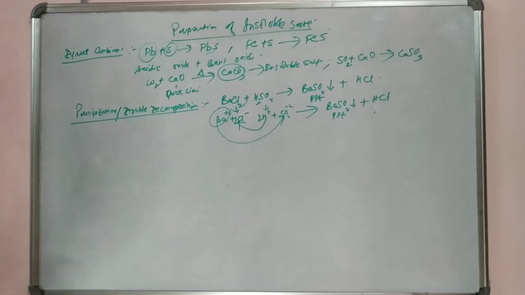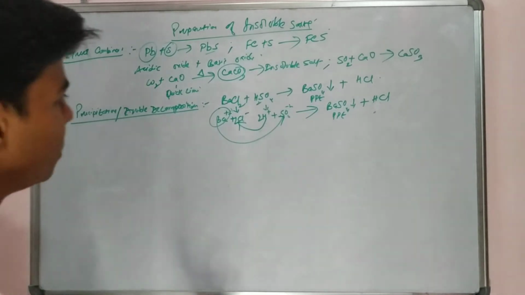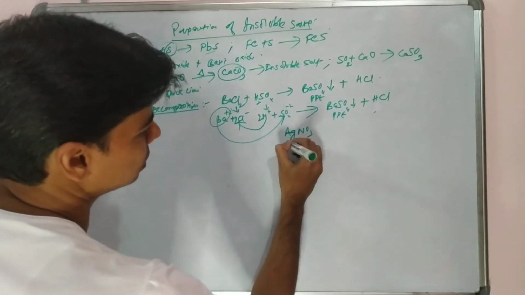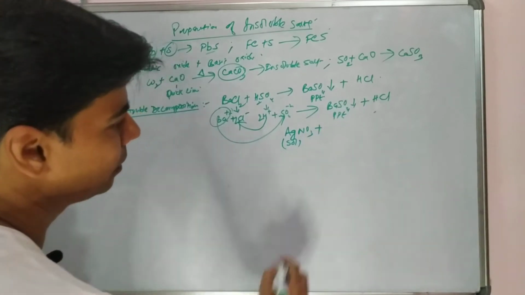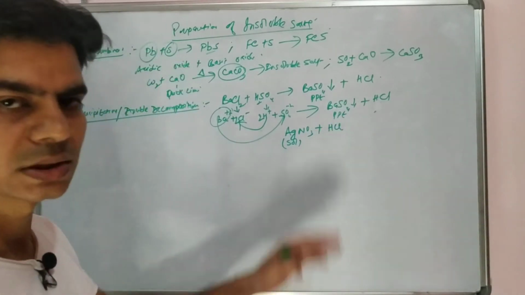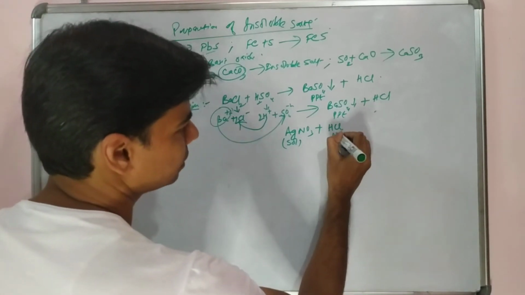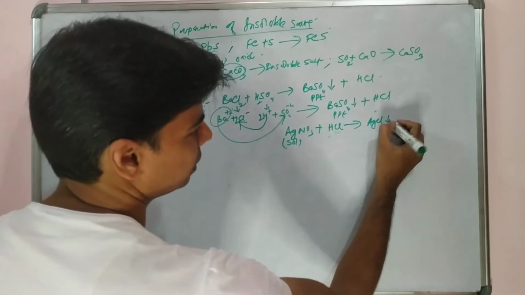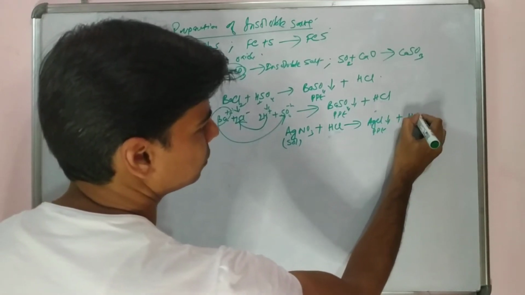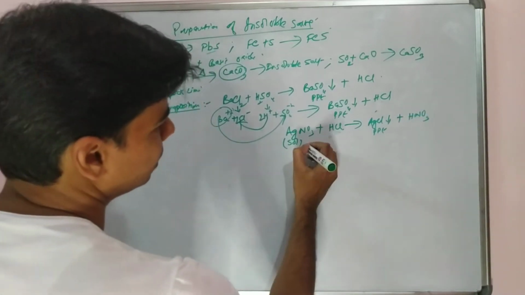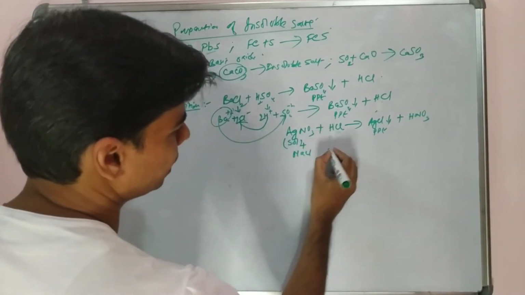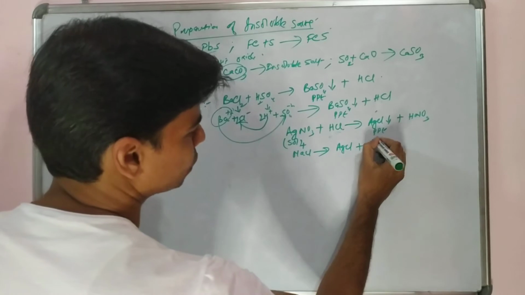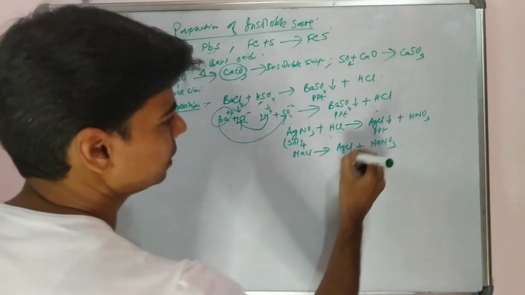Here is one important reaction which has been asked many times. Silver nitrate solution will react with HCl, hydrochloric acid, or sodium chloride. You can also take sodium chloride in place of HCl. It will form silver chloride, a white precipitate, plus HNO3. Similarly, if we take sodium chloride, it will form silver chloride plus sodium nitrate. This is again a precipitate.